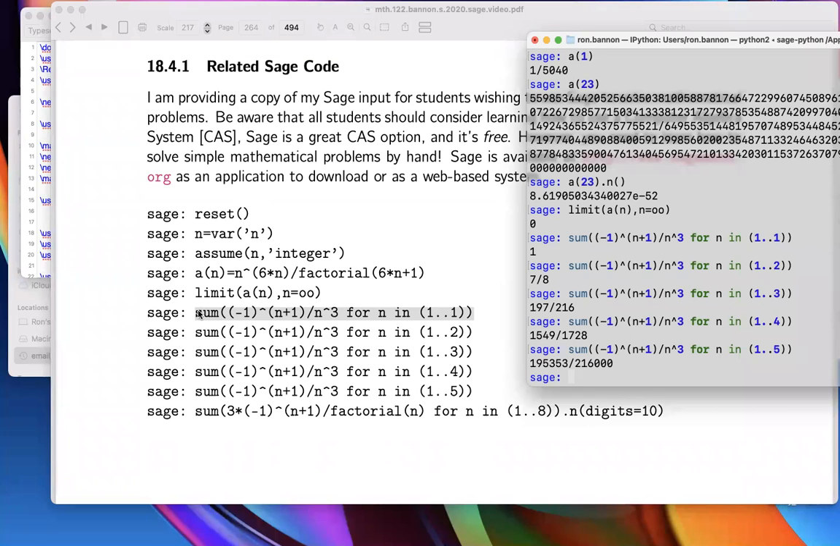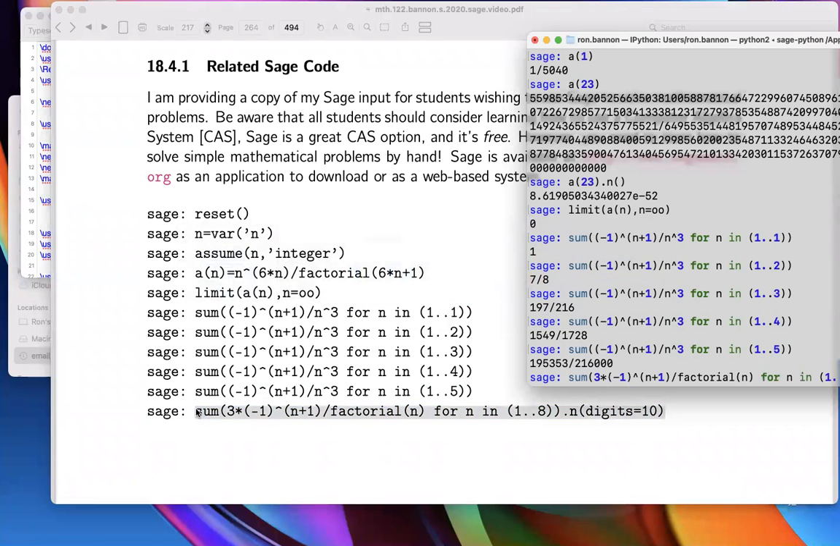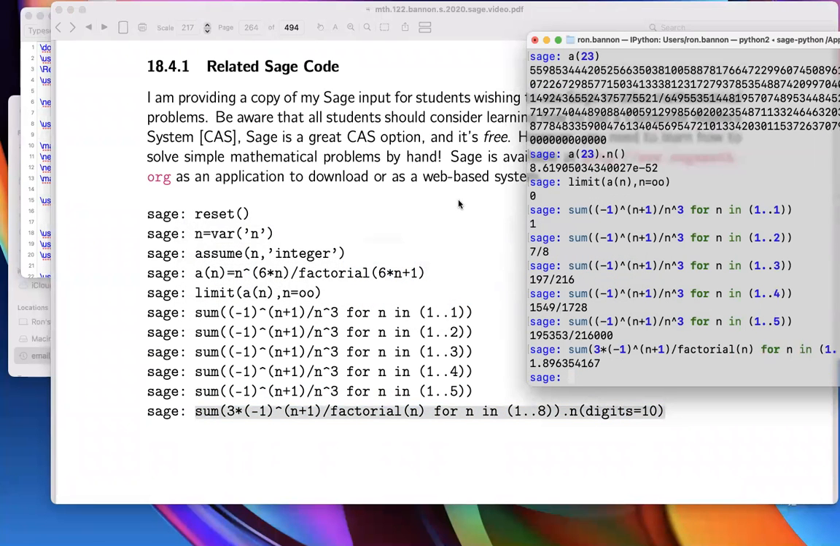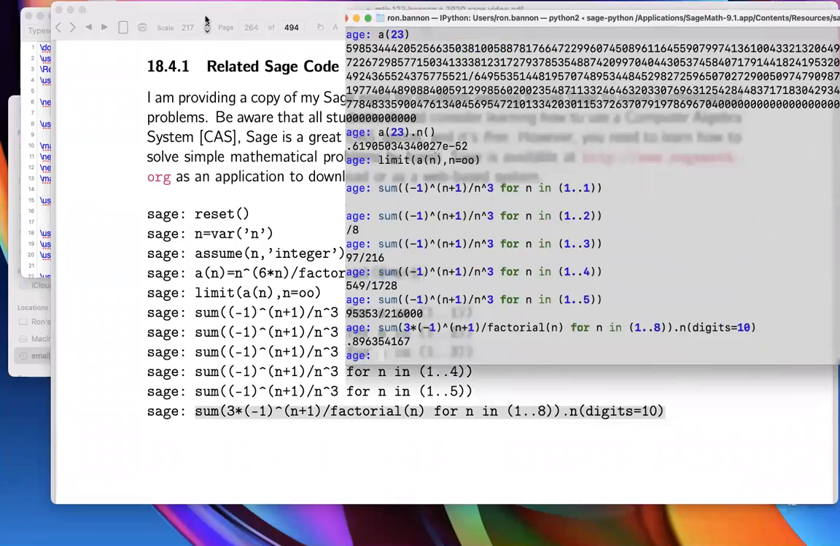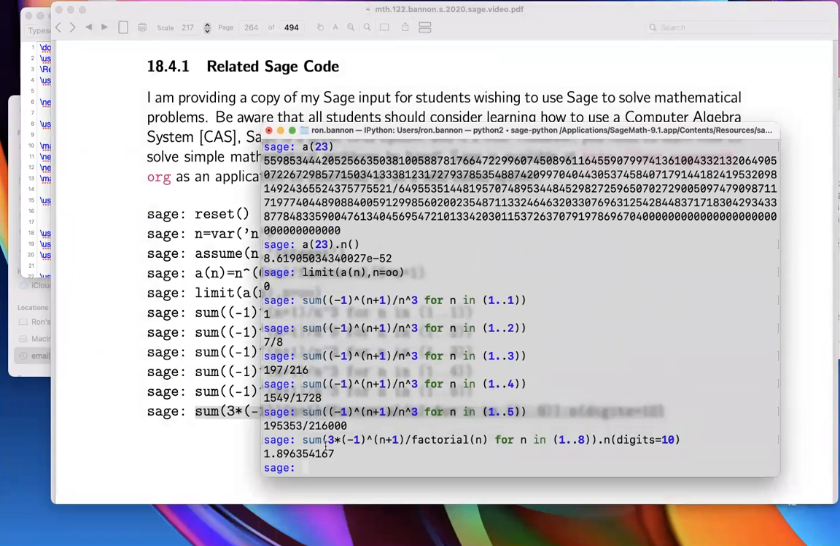Okay, let's do another one. Let's do this one over here, what we just did with partial sums. And I'll read that to you. Let me pull it down over here. It says the sum, that's 3 times -1 to the n plus 1 over factorial n for n in 1 to 8.